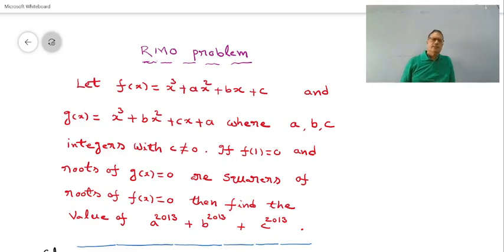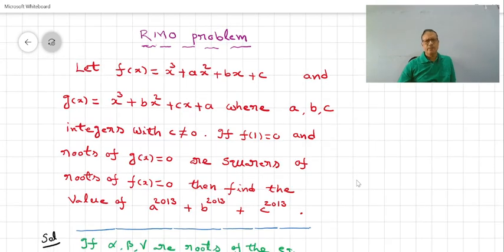So, dear students, this is the RMO problem, that is a Regional Mathematical Olympiad. Okay, here is the problem of quadratic equations or a theory of equations. So, what is the problem given?